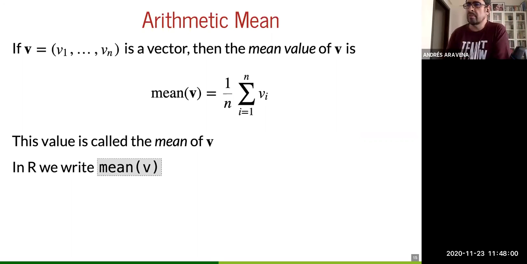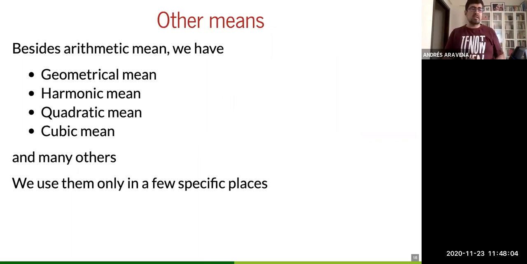So just remember, but we will see at least one more. There are other averages that sometimes you find in molecular biology. Of each one of these, there is one application where you use this average. Sometimes you use something called geometrical mean. Sometimes you use something called harmonic mean. Some use quadratic mean. They're very specific.